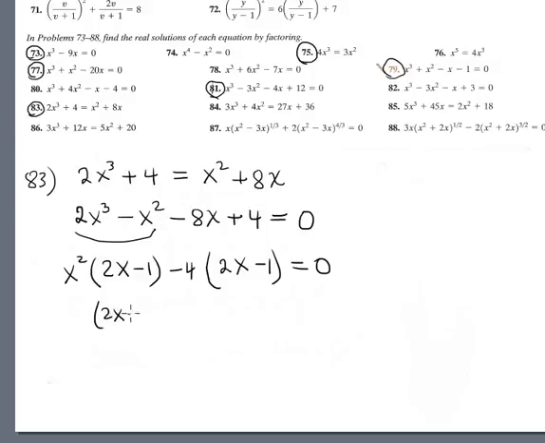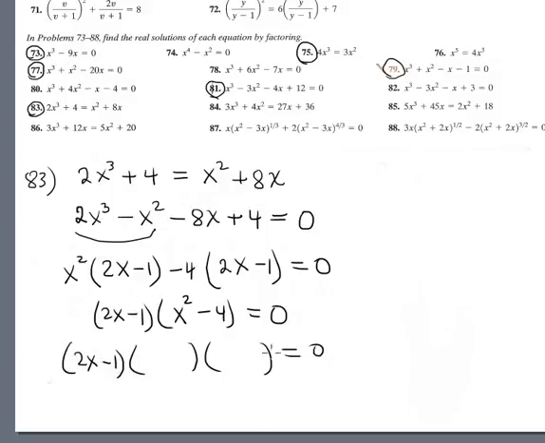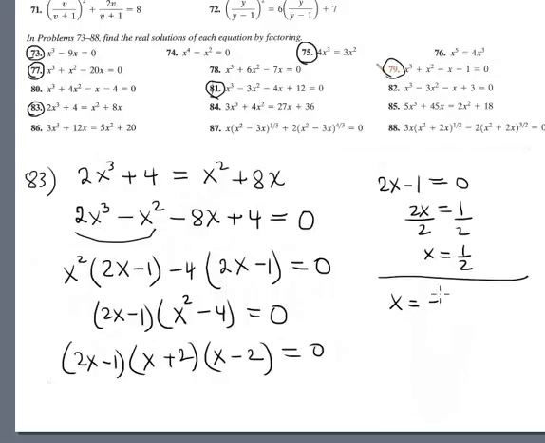And 2x minus 1 is a common factor. In the second parenthesis we have x squared minus 4. We have a difference of squares again, 2x minus 1. And the factorization here is the square root of x squared is x, and the square root of 4 is 2, plus or minus. So one solution is 2x minus 1 equal to 0, 2x equals 1, divided by 2, x is equal to 1/2. And the other solution is -2, and another solution is +2. So the solution set is 1/2, -2, +2.